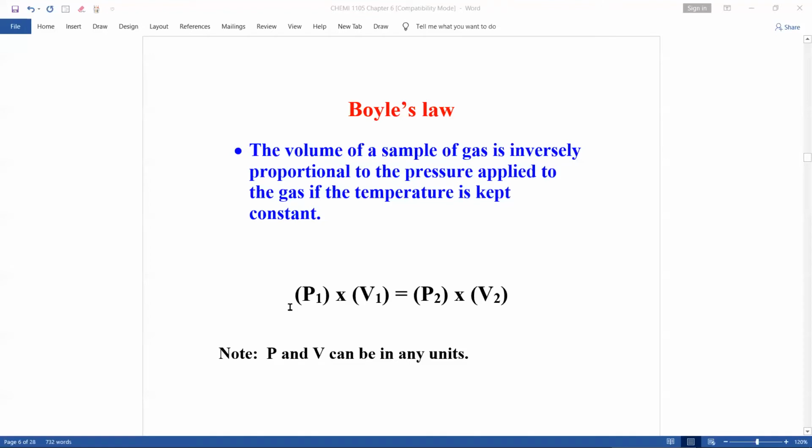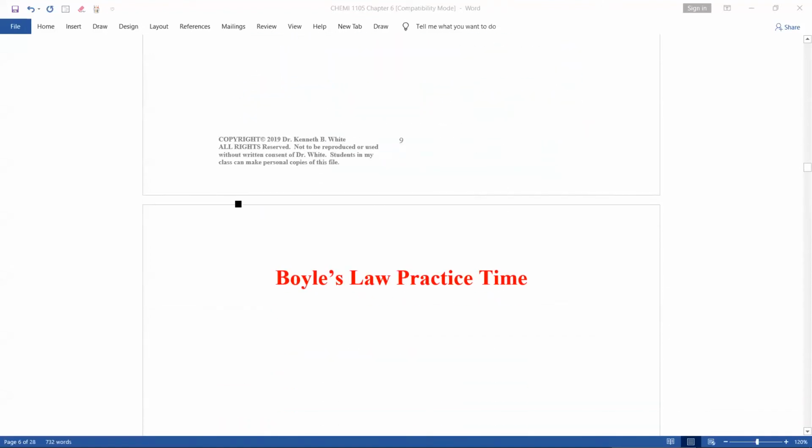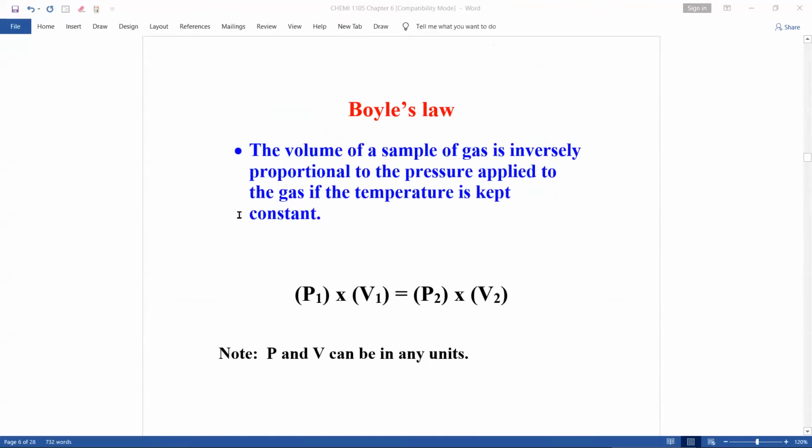So let's look at Boyle's law. And Boyle's law is, now this part, I'm going to read it, but don't ever read it again. The volume of a sample of gas is inversely proportional to the pressure applied to the gas if the temperature is kept constant. So at constant temperature, Boyle's law is P1 times V1 equals P2 times V2. And P and V can be in any units. That's not always true for gas laws.